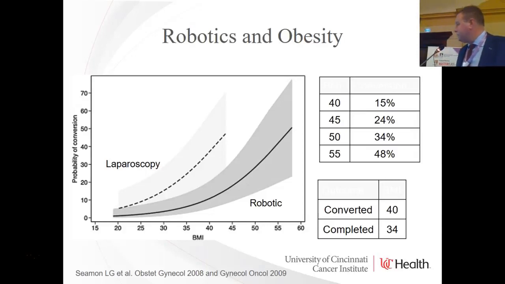One way to look at this would be to say you had a 50% chance of converting in a patient with a BMI of 55. But by the same token, you could say 52% of these patients had successful staging done minimally invasively and significant improvement in their postoperative outcomes. And this again was the initial patients that we did. By the time I left OSU, our conversion rate in patients with a BMI of 50 and higher was more like 10%.